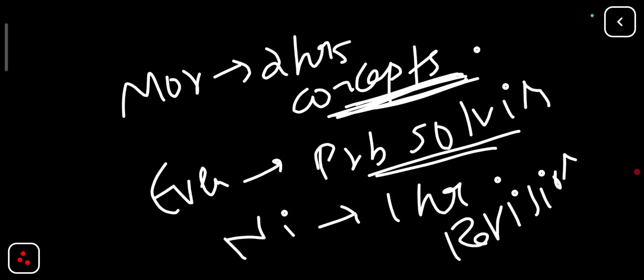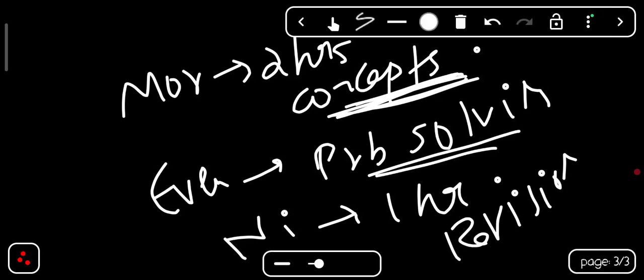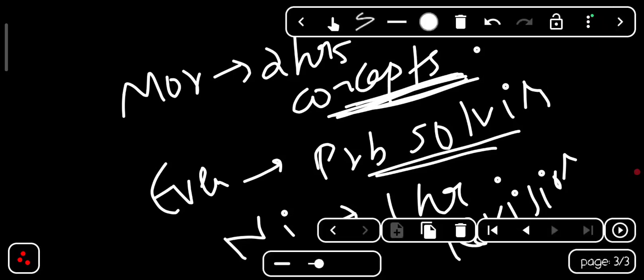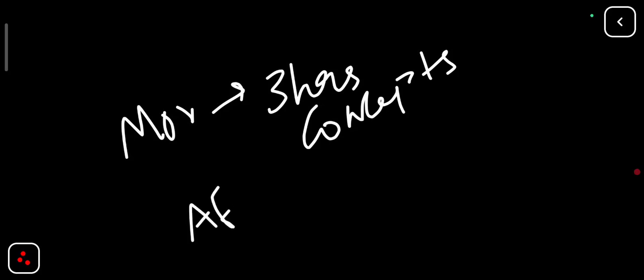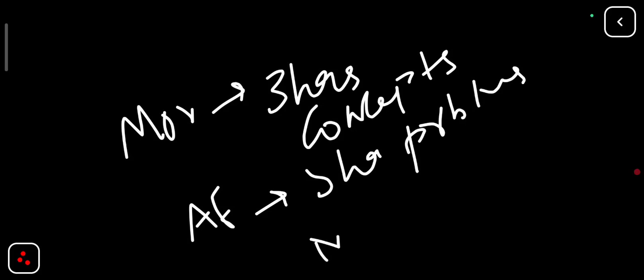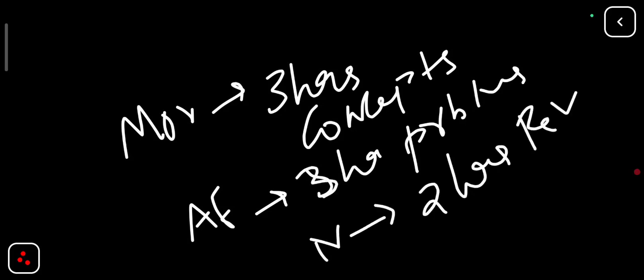If you are a full-time aspirant, which means you are taking a break from everything to study, then in the morning you get 3 hours for your concepts. Then in the afternoon 3 hours of problems. Then at night 2 hours of revision, which is very important. So in total you get 7 to 8 hours.